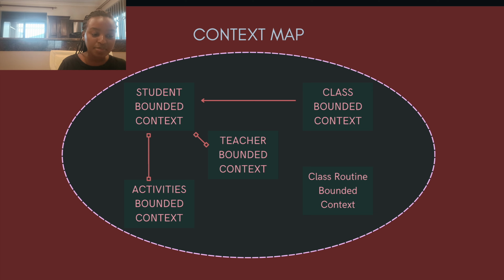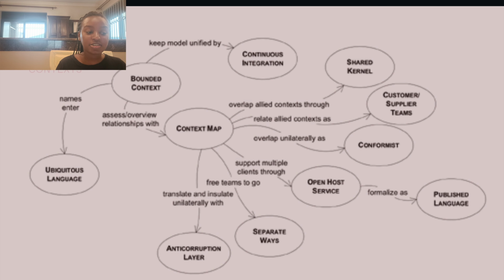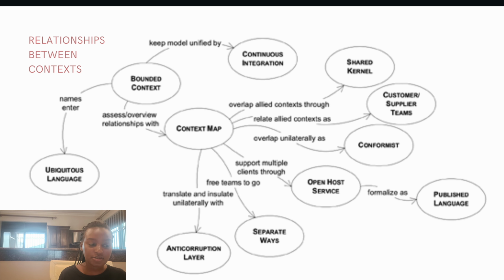For instance, again, in the school management system, we have a student bounded context, we have a class bounded context, we have a teacher bounded context, we have activities bounded context, we have a class routine bounded context. These are all different bounded contexts that go into a school management system, and the context map is the integration of these different bounded contexts and also their relationship. That's what they're talking about.